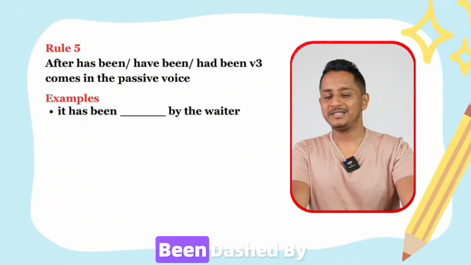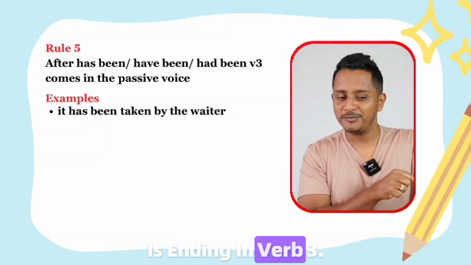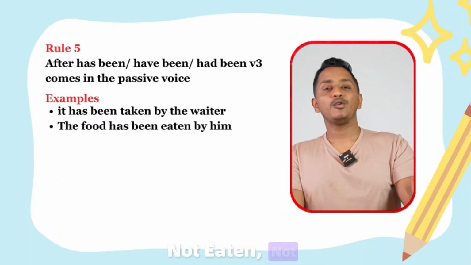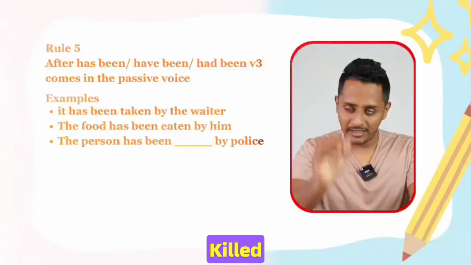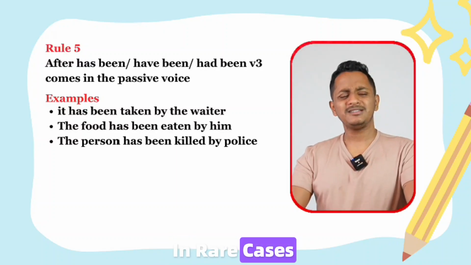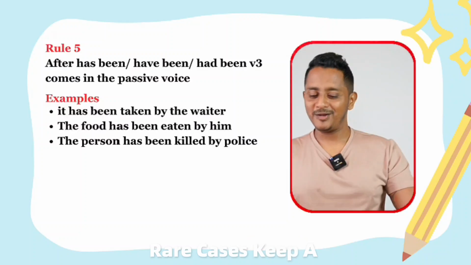For instance, it has been dashed by the waiter. Now verb 3 has to come. Your eyes should go to that option which is ending in verb 3. The food has been dashed by him. The food has been eaten, not eat or ate. Not verb 1 or verb 2. The person has been dashed by police: killed. 99.999% of the times it would be verb 3. In rare cases, an adjective can come. The person has been good to me. In rare cases, keep a note of it as well.